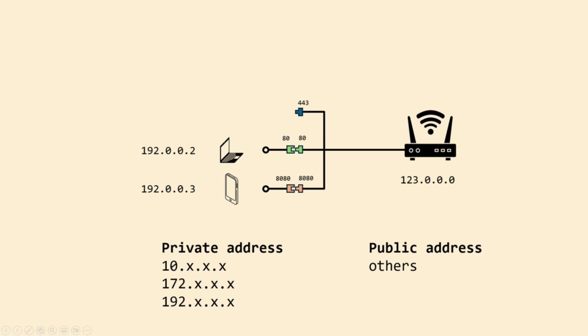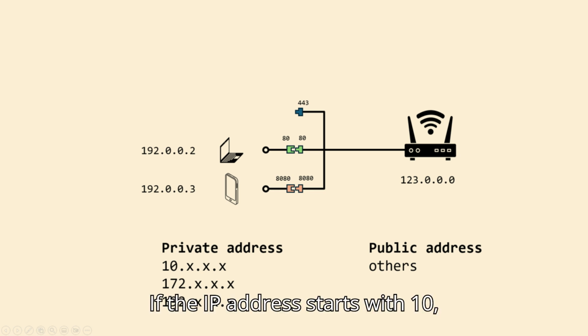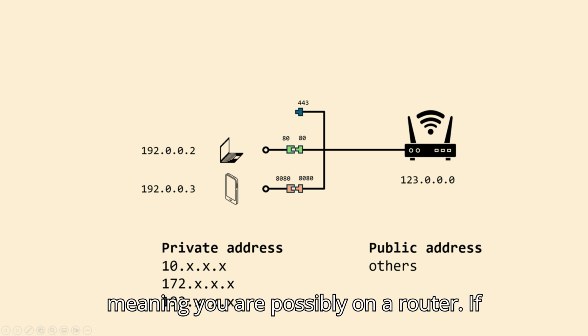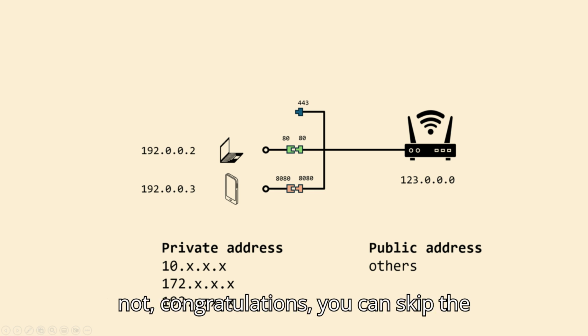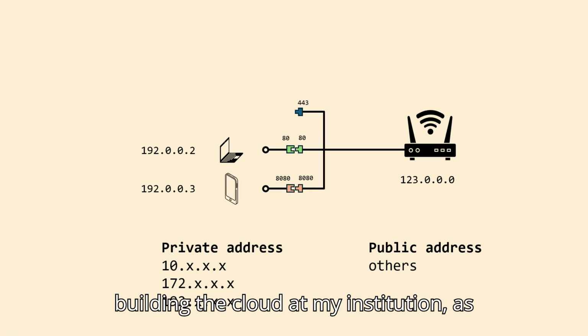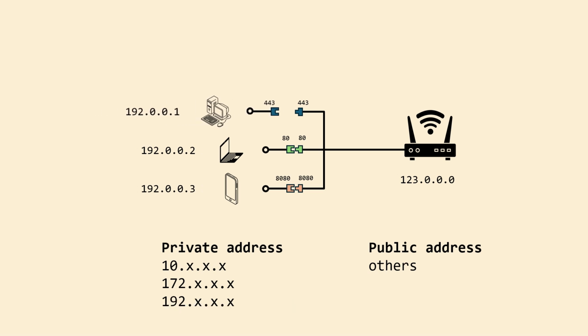Click Save. If the IP address starts with 10, 172, or 192, it is a private address, meaning you are possibly on a router. If not, congratulations, you can skip the port forwarding step. That's why I love building the cloud at my institution, as they are usually static and public.